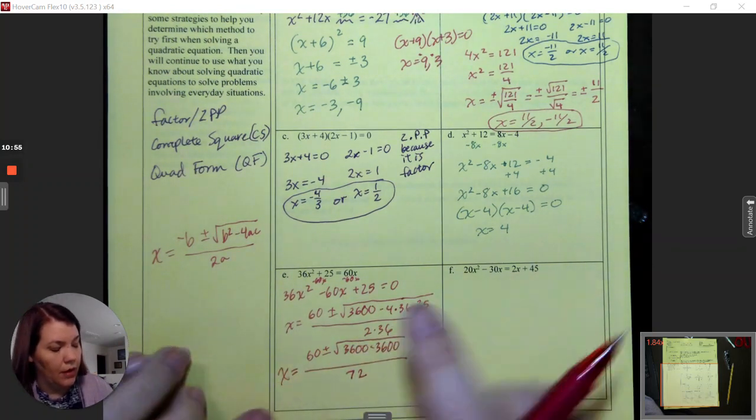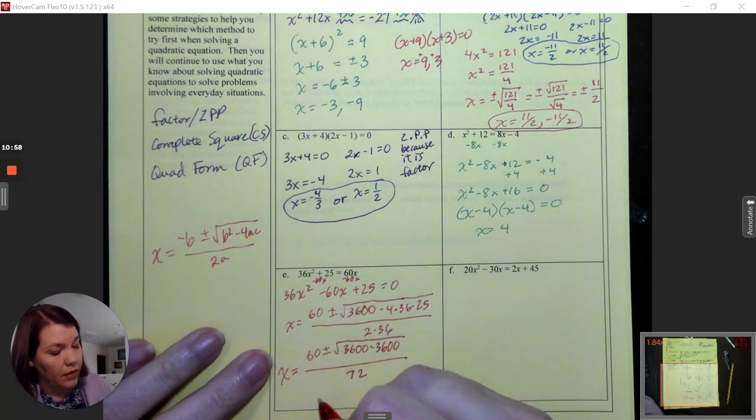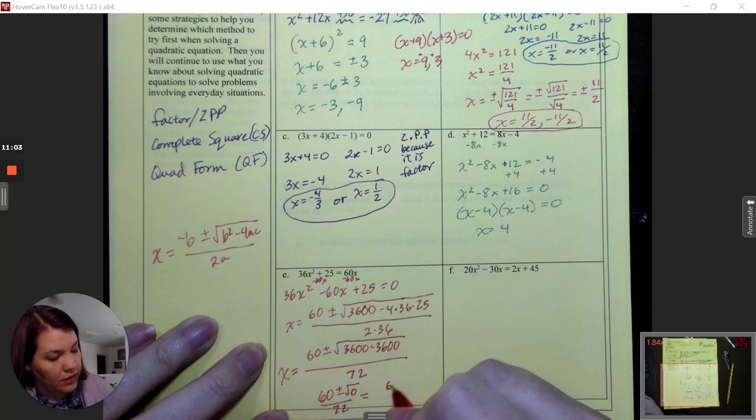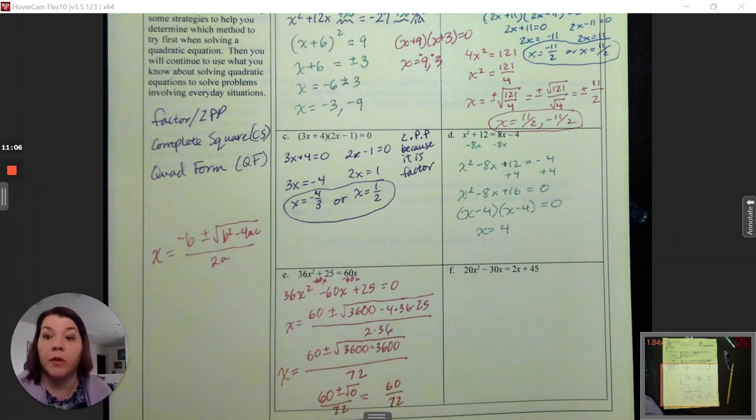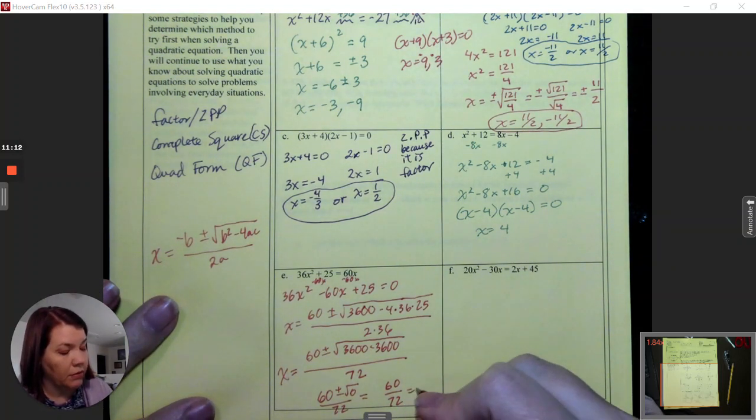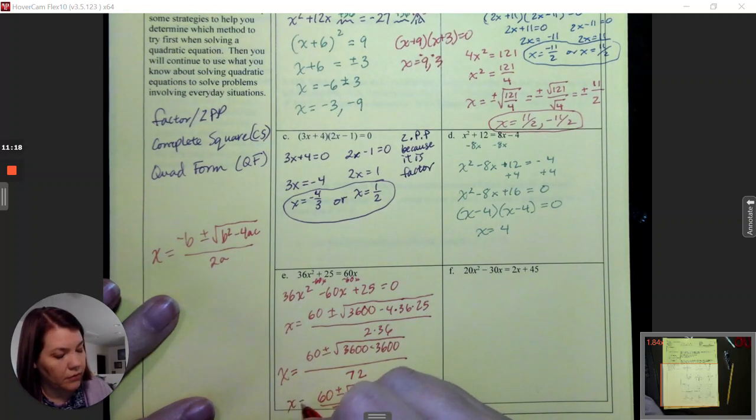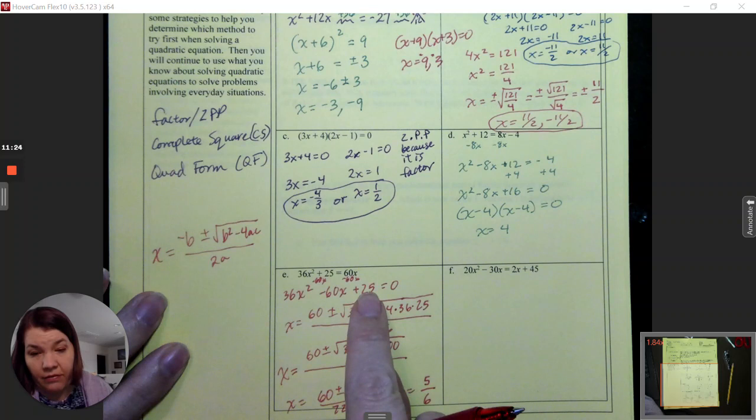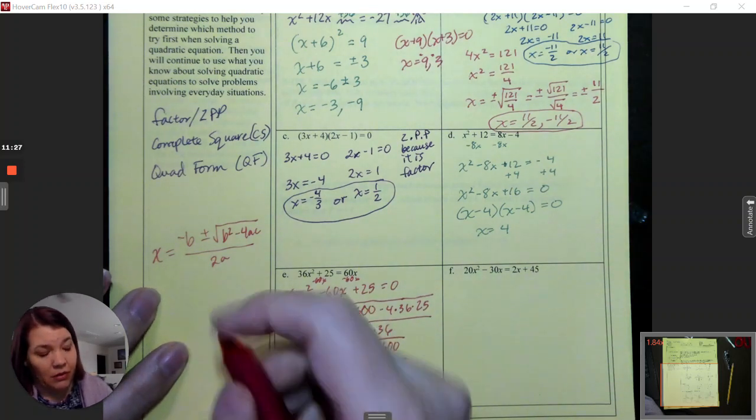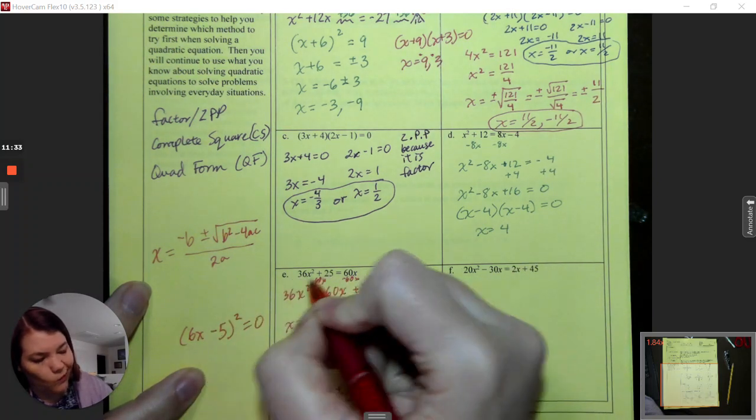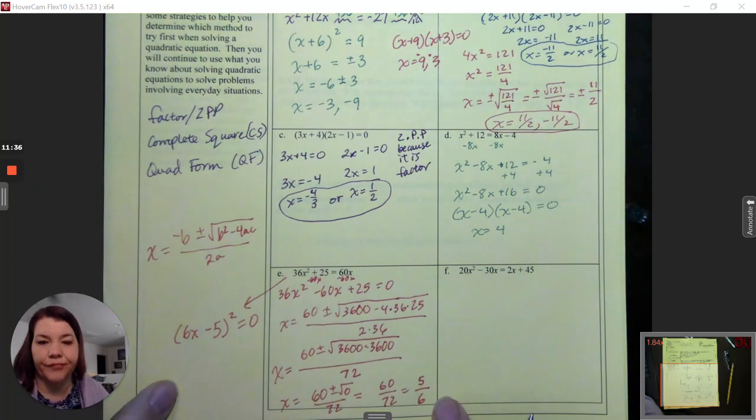So we're left with 60 plus or minus the square root of 0 over 72, which is equal to 60 over 72, because plus the square root of 0 minus the square root of 0 is going to be the same thing. Square root of 0 is 0. And so 60, 12 goes into both those numbers. I get 5 over 6. If I looked at factoring, squared on the left, squared on the right, and that's 6 squared and 5 squared, and 6 times 5 is 30, doubled in the middle. Your decision, your call.